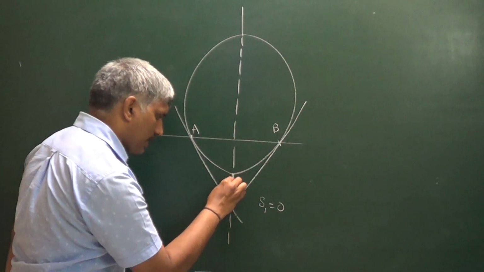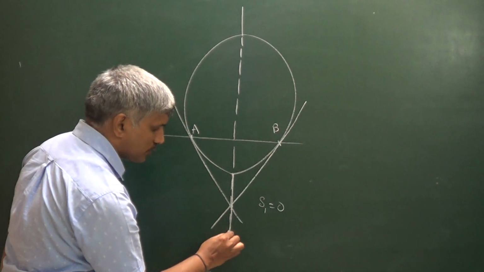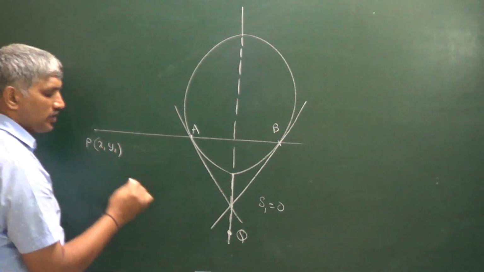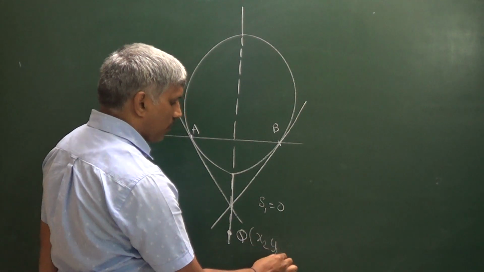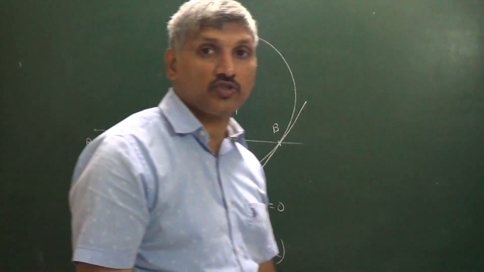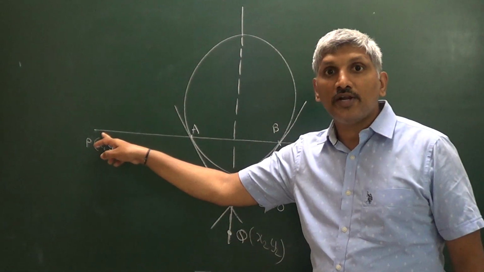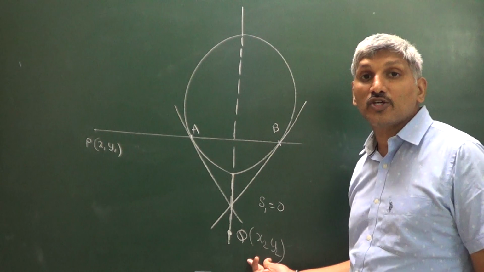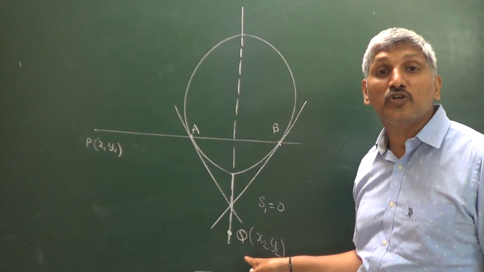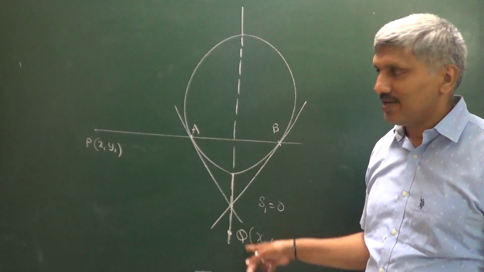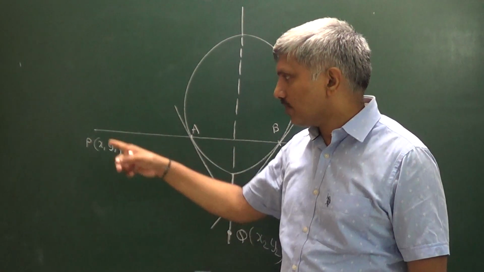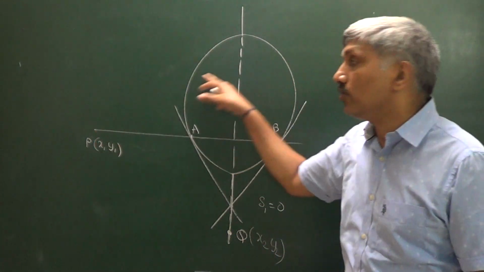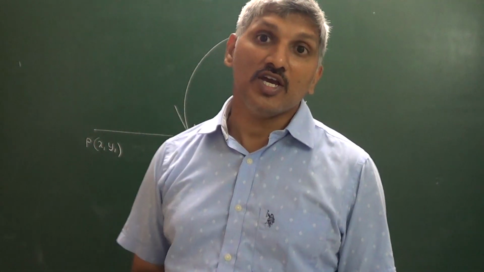Now here what I am doing is I am taking a point on this. Let us say this particular point is Q. This point is P(x1, y1) and this point is Q(x2, y2). What we are observing: the polar of the point P(x1, y1) passes through the point Q(x2, y2). Similarly, for the point Q(x2, y2), you will find the polar passes through the point P(x1, y1). The polar of P passes through Q. Similarly, the polar of Q passes through P. Then these two points are said to be conjugate points.